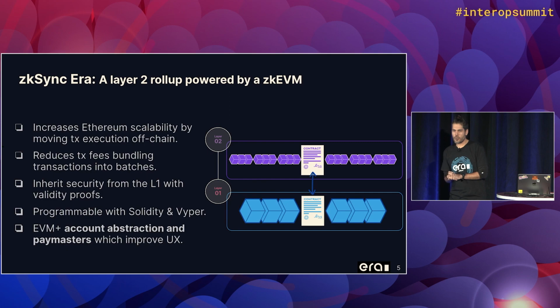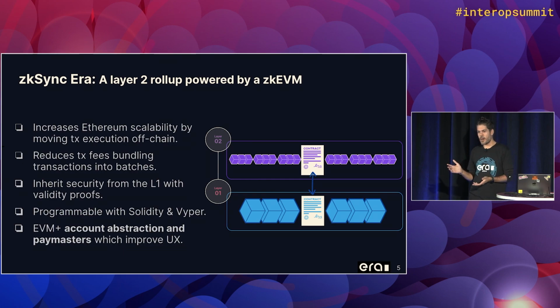zkSync Era is a layer 2 rollup powered by a zkEVM. In short, it increases Ethereum scalability by moving the execution of transactions from layer 1 onto layer 2. It also reduces transaction fees by bundling transactions together into batches, so the fee is split between all the transactions of the batch. And finally, it inherits the security of the L1 because validity proofs are sent to the layer 1, where they are validated before we update the state.